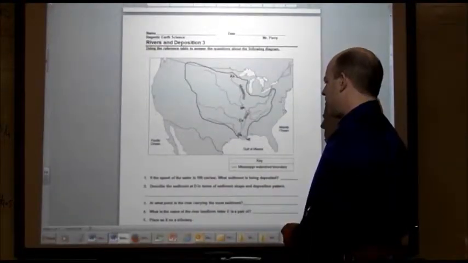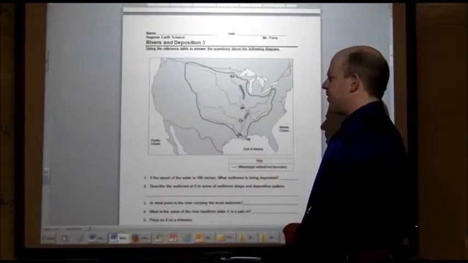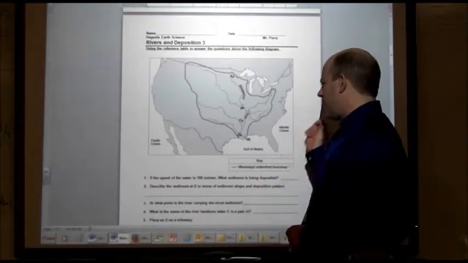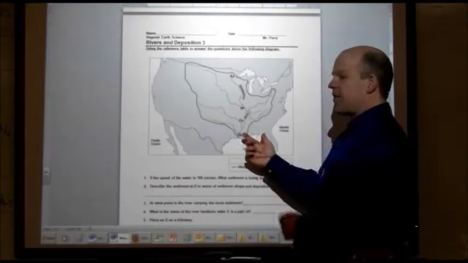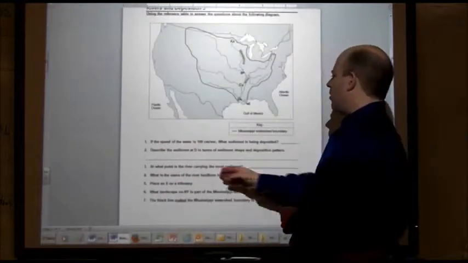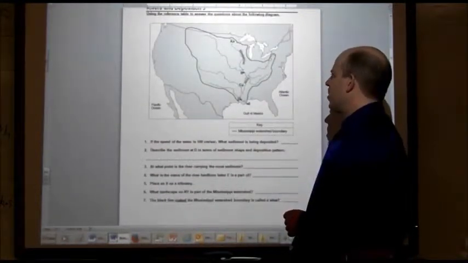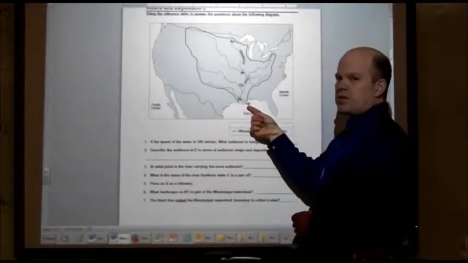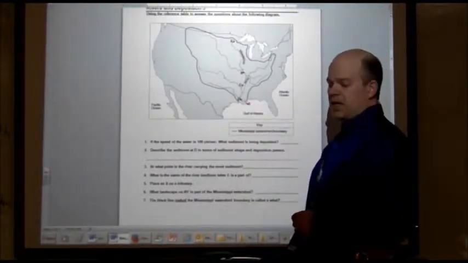Continuing. Rivers and deposition. You need to be able to figure out the speed at which sediment is deposited at a given speed. Describe the sediment in terms of shape. We just went over that on that note sheet that you guys did with Mr. Updike. What point is the river carrying the most sediment? A through D. Well, at the very end of its channel, it's going to have the most water, so thereby it's going to have the most sediment, so E.